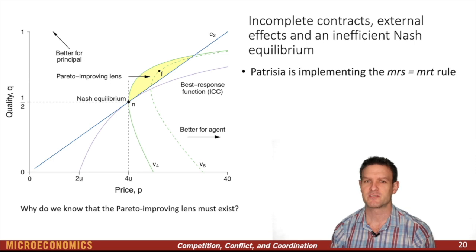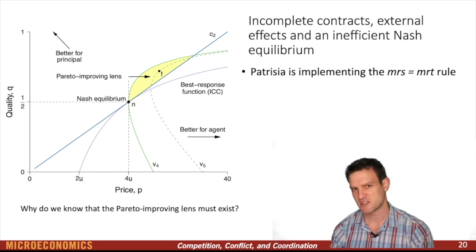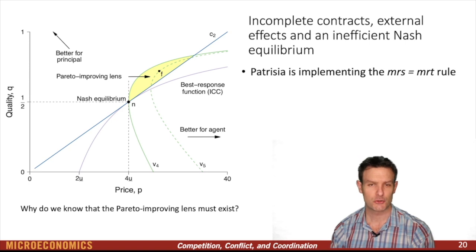We know that Patricia is implementing the MRS equals MRT rule. So MRS equals MRT at the Nash equilibrium. She's choosing the point where the marginal rate of substitution, which is the negative of the slope of her isocost curve, is equal to the slope of the best response function, the MRT, and the MRT is the negative of the slope of the best response.